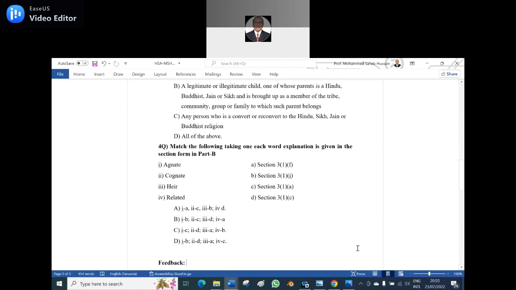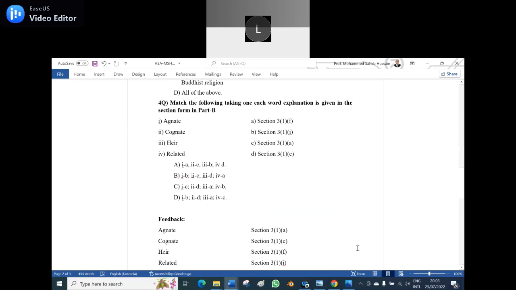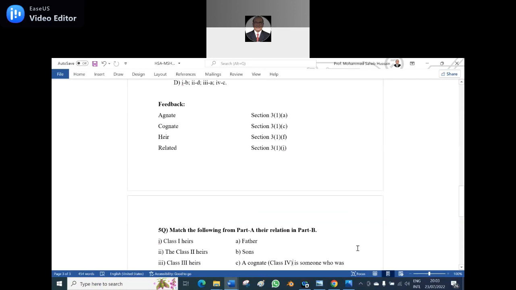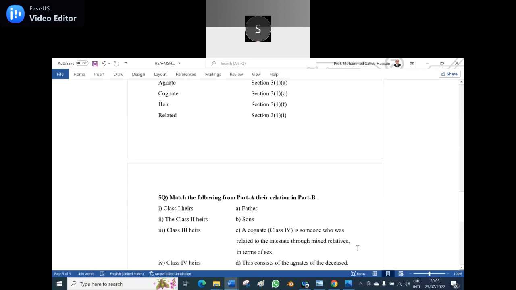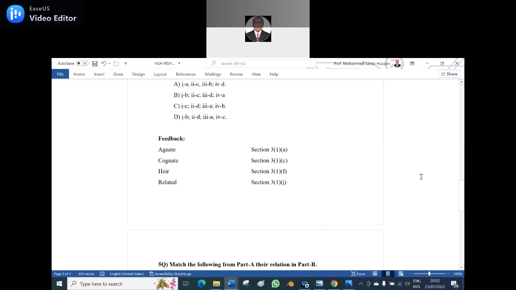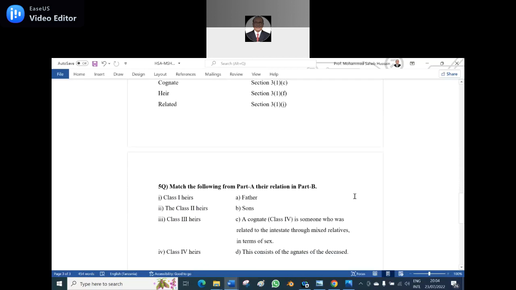Feedback: agnate, Section 31A; cognate, Section 31C; heir, Section 31F; related, Section 31I. Match A with the relation in part B. The clue for it, sir: A for agnate, C for cognate. But I gave the feedback now. Why are you asking again? See, I made the feedback very clear. To remember it, sir, I am saying. So you are showing the mnemonics. Yes: A for agnate, 31A, agnate; C for 31C, cognate. Of course, if you remember it, we can easily use the deductive method. Is it clear? Shall I proceed? At any time, it will stop.